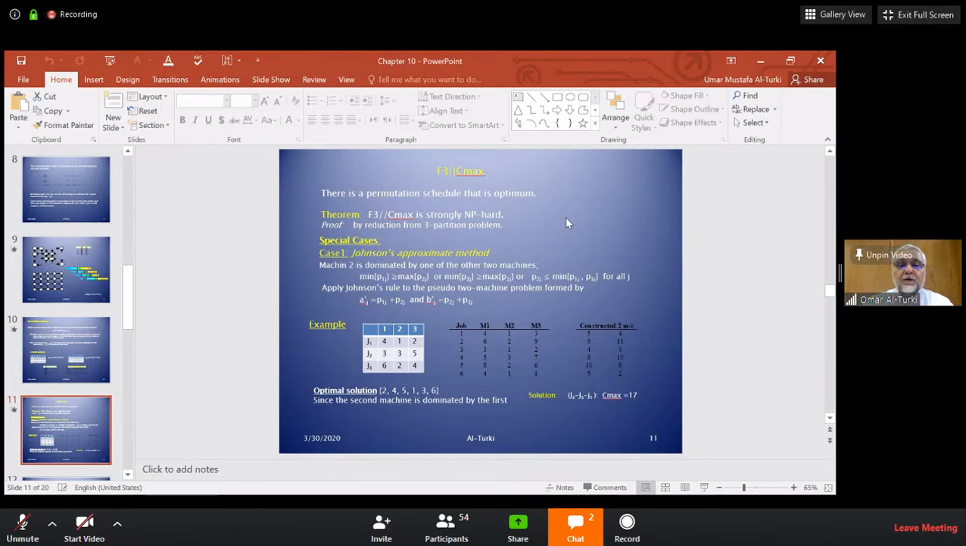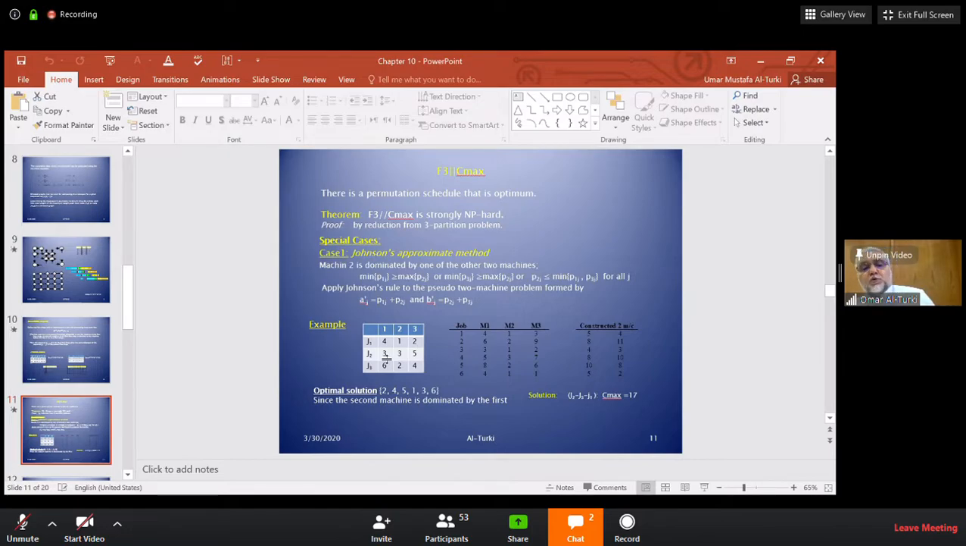Example. You can see here machine 2. The highest processing time on this machine, they are all small numbers compared to the others. The highest number here is 3. And you can see, compare it with machine 1, the lowest is 3. So now we say that machine 2 is dominated by machine 1. Okay? Machine 2 dominated by 1. That means machine 1 dominates machine 2, or we can say machine 2 is dominated by machine 1.